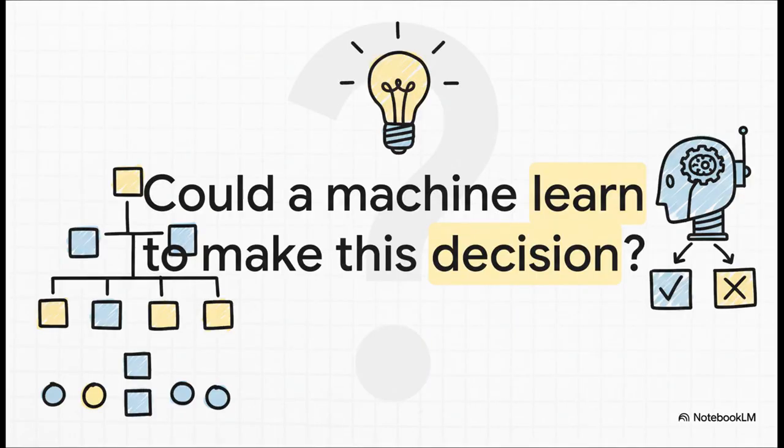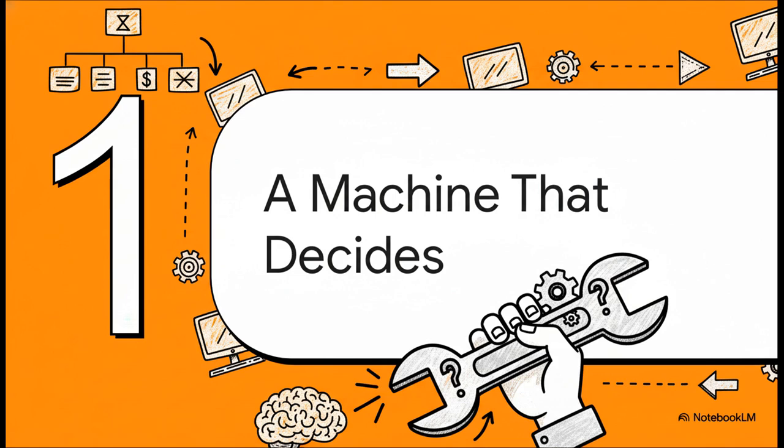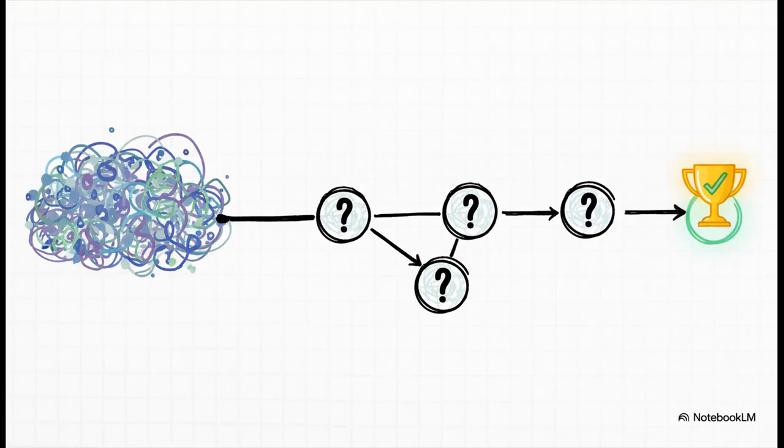Okay, but here's the kicker. What if we could teach a computer to follow that exact same logic, to just look at an applicant's file and make a fair, consistent decision all by itself? Well, the answer is a huge yes. So how do you actually build a machine that can decide? Well, it all comes down to a really cool tool that's designed for exactly this kind of problem. And that tool is the decision tree.